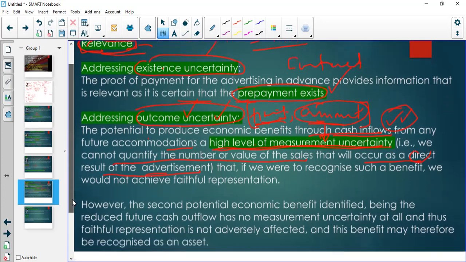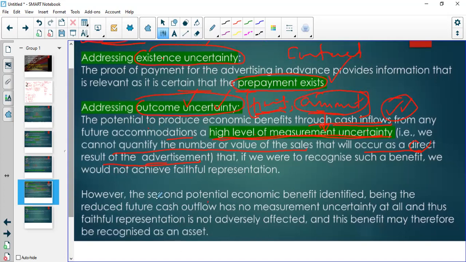However, there is another benefit. There is a second benefit, which is reduced future cash outflows. And there is no measurement uncertainty in that because we have already made payment. All right. So under the second potential benefit, it doesn't have measurement uncertainty. We have made 85,000 Rand. So which means that in the future, we don't have to pay that 85,000 Rand again. So in that particular case, we have measurement certainty.